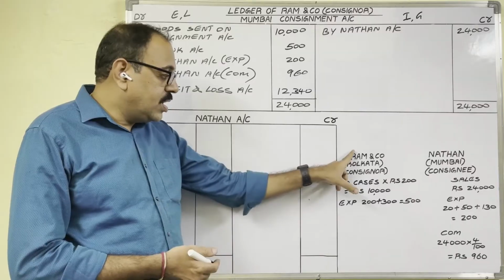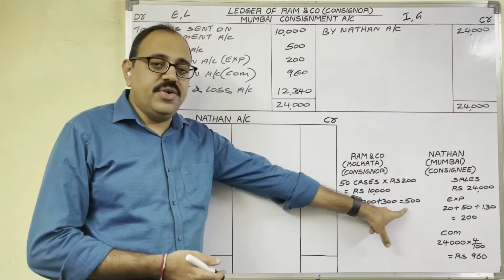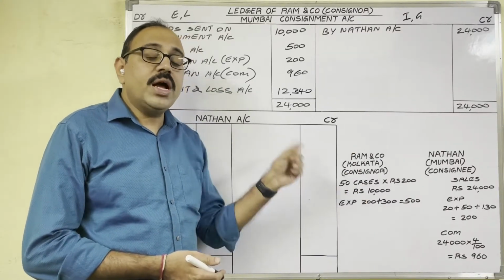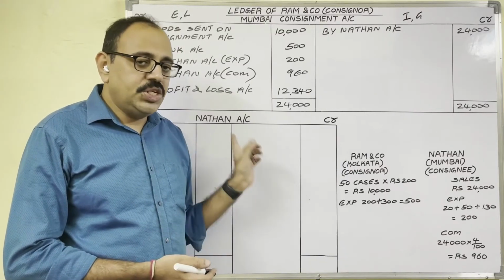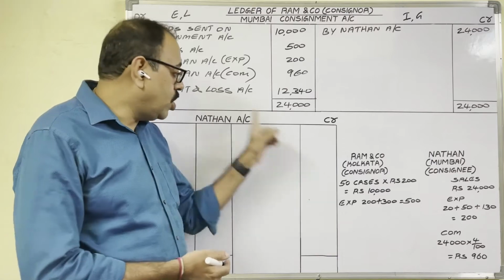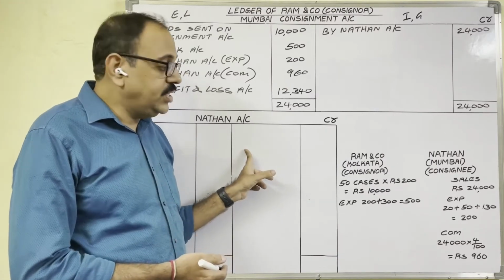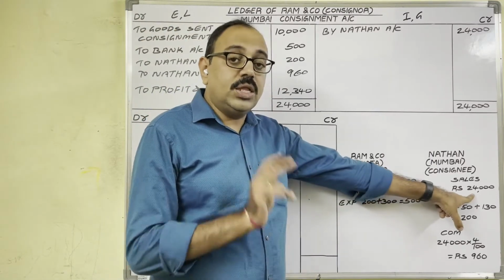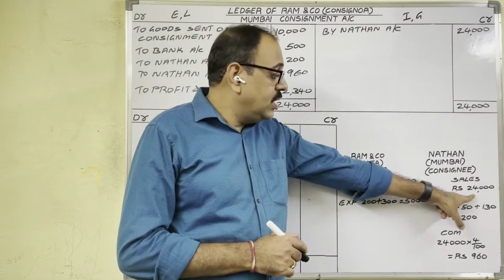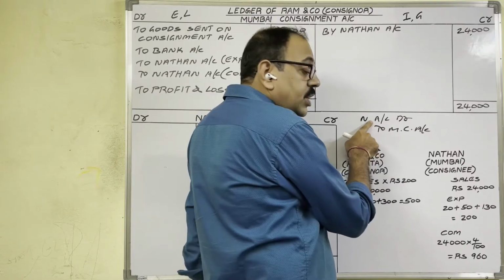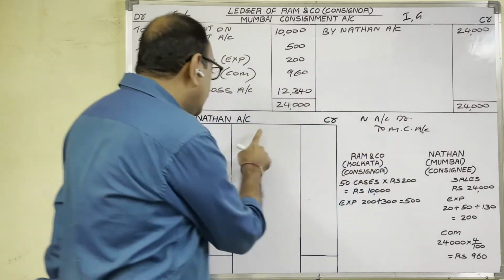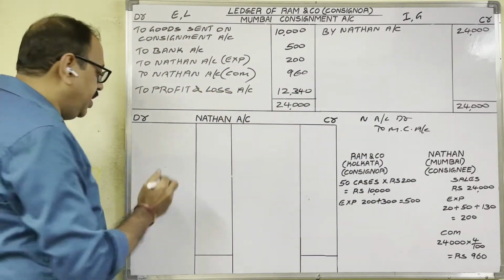Second, what happened? Consignor expenses 500. Journal entry, Mumbai consignment account debtor to bank account. So in entry, Nathan is not there now. This entry also we need not post in Nathan account. Next, sales. Nathan sold the goods. Entry, Nathan account debtor to Mumbai consignment account. In entry, Nathan account is debited. So in Nathan account, debit side we should post this entry.